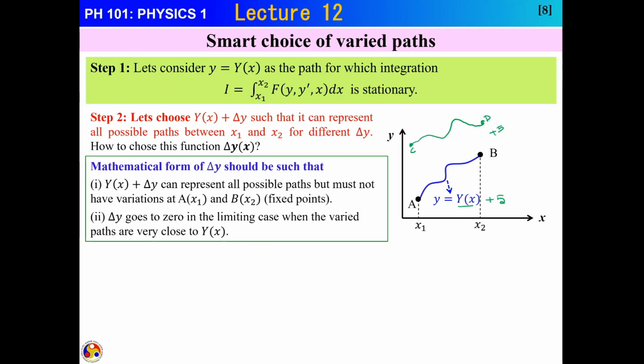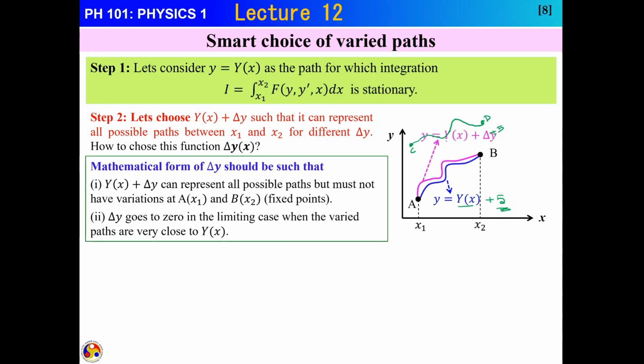What is that meaning? Still not clear, right? Similarly, the second point says the delta y goes to 0 in the limiting case when the varied paths are close to y of x. Now, how do we put it? Because if I add any value delta y, my whole path is shifting. But we are saying that no, it has to start from A and B.